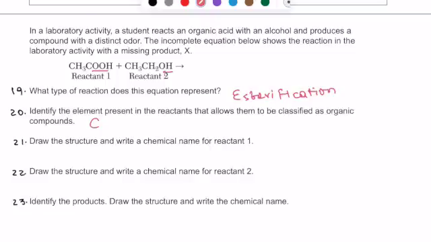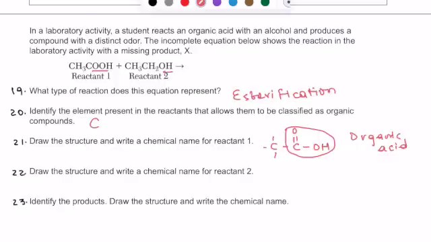Draw the structure and write a chemical name for reactant number 1. If we draw that out, we have CH3, then we have a carbon. And remember, whenever you see 2 oxygens written like this together, that means one of them is double bonded to the carbon, the other one is single bonded, and then there's just hydrogen. So this functional group right here represents that this is an organic acid. You can get help from table R if you forgot how to name organic acids.